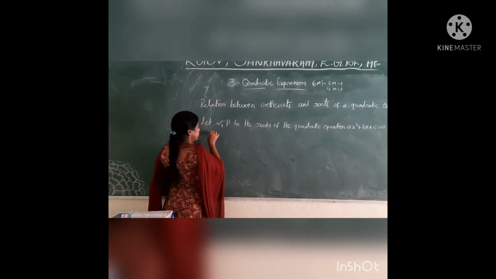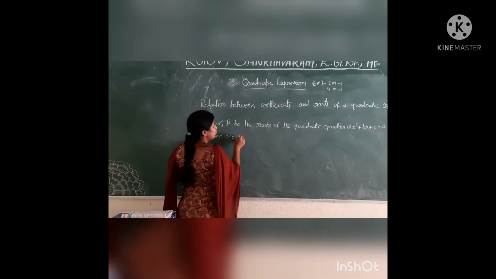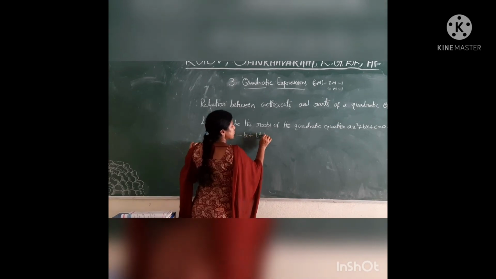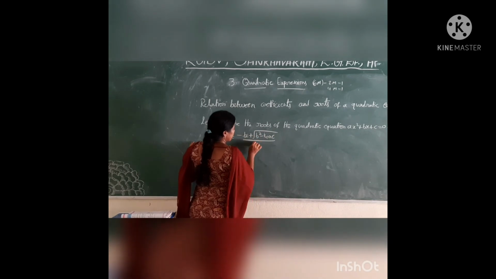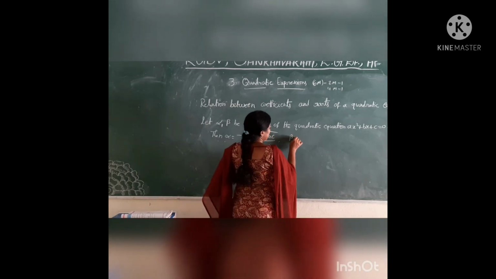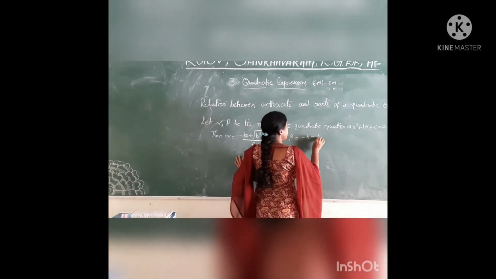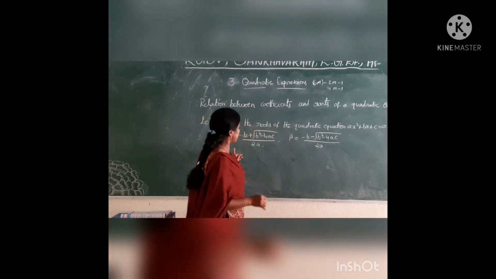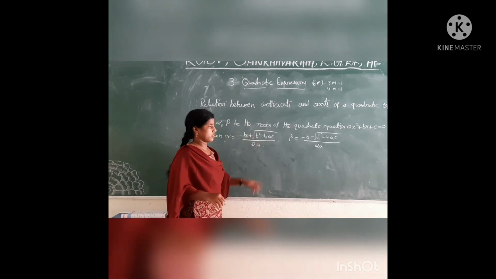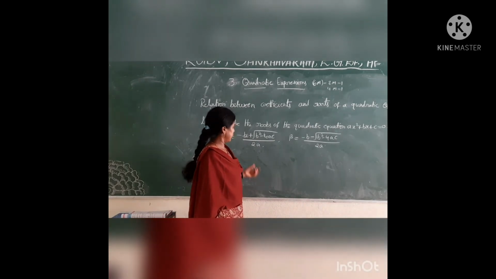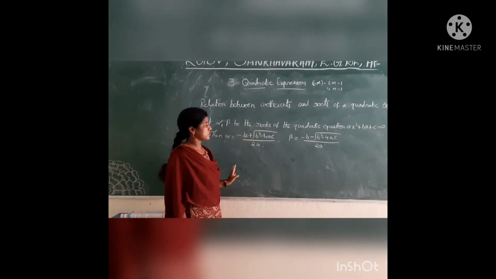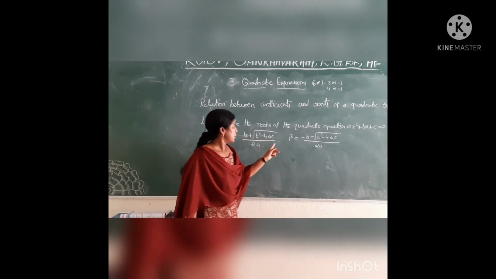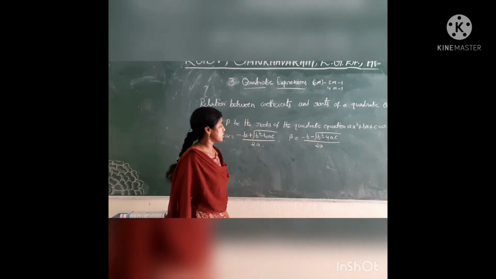Then alpha is equal to minus b plus root of b square minus 4ac by 2a, and beta is equal to minus b minus root of b square minus 4ac by 2a. The roots of the equation are minus b plus or minus root of b square minus 4ac by 2a. Here alpha and beta are the roots of the equation. Suppose alpha is equal to minus b plus root of b square minus 4ac by 2a, and beta is equal to minus b minus root of b square minus 4ac by 2a.